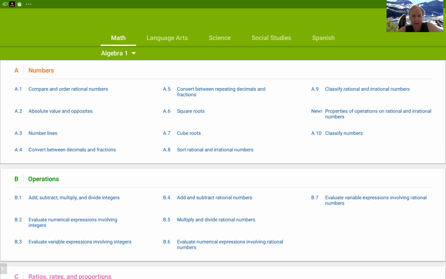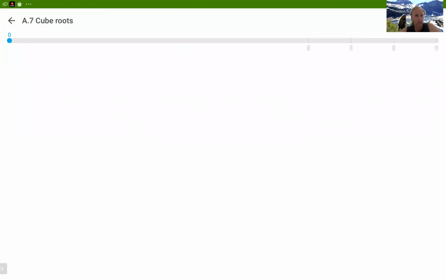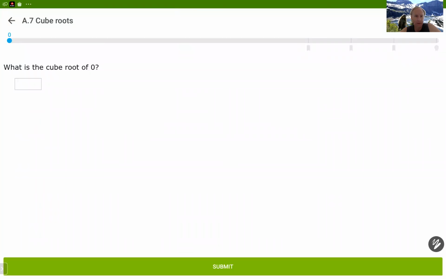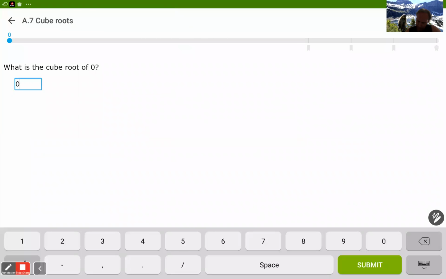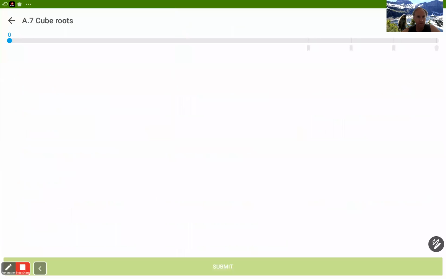Looks like we're doing A7, which is cube roots for Algebra 1. This is on the IXL. Algebra 1, A7 happens to be cube roots. And we're asking what number multiplied times itself gives you 0. So looks like we're talking about 0. 0 multiplied 3 times gives you 0.